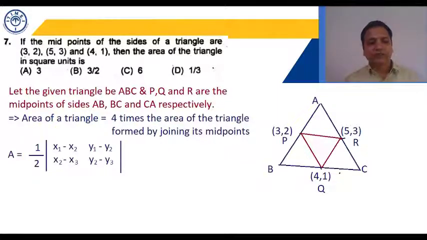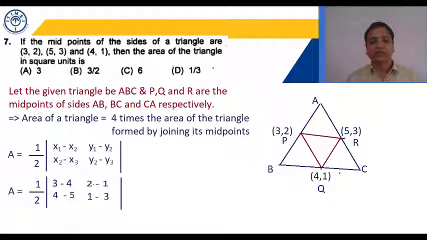Let's assume x1 y1 as 3 comma 2, x2 y2 as 4 comma 1 and x3 y3 as 5 comma 3. So x1 minus x2 is 3 minus 4 and x2 minus x3 is 4 minus 5. y1 minus y2 is 2 minus 1 and y2 minus y3 is 1 minus 3. We just substitute the values.